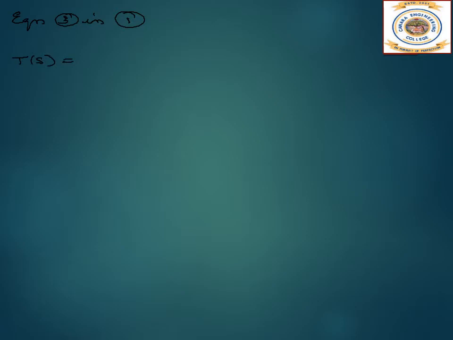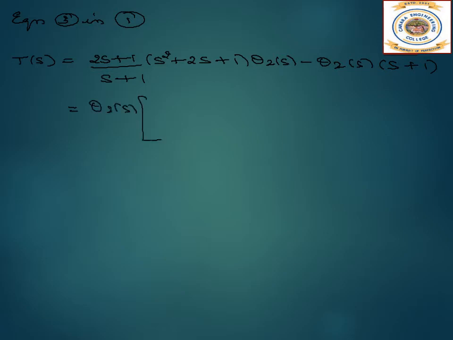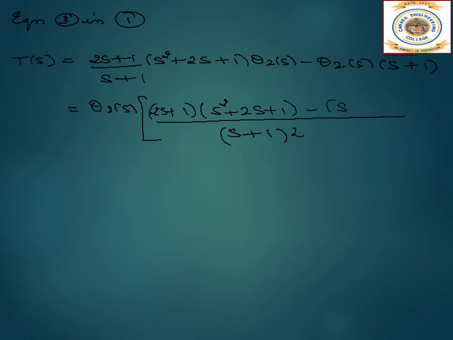T of S equal to 2S plus 1 divided by S plus 1 into S square plus 2S plus 1 into theta 2 of S minus theta 2 of S into S plus 1. Let us take theta 2 of S common, theta 2 of S into, and we can take the common denominator as well. So S plus 1 will be the common denominator. So this will be 2S plus 1 into S square plus 2S plus 1 minus S plus 1 the whole square.